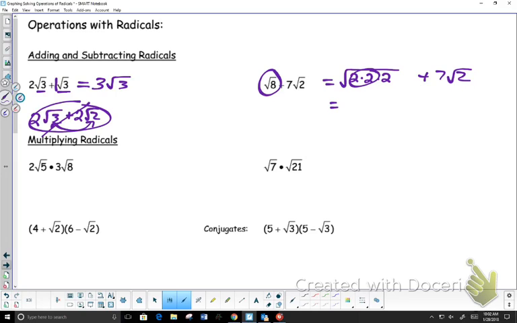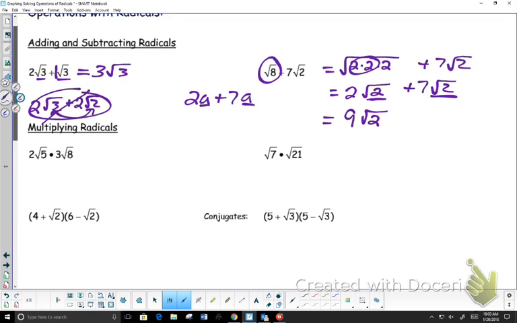So these come out, and we're left with this inside. Once again, my radicals are the same, so I can combine 2 and 7 to get 9, and then my square root of 2 goes unchanged. Just like if you were doing 2a plus 7a. These two have to be the same. The radicals have to be the same, and if so, then you can add them.